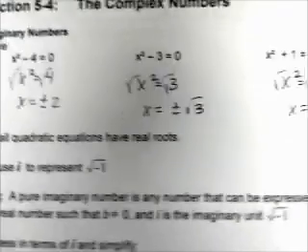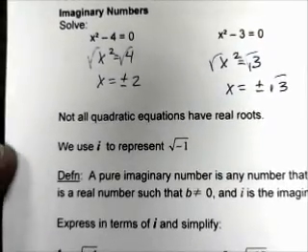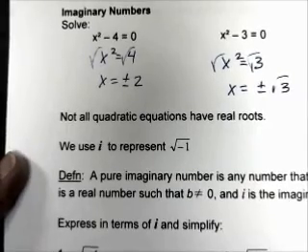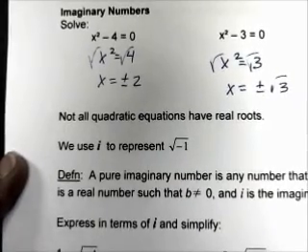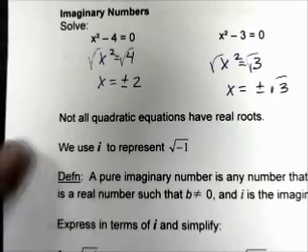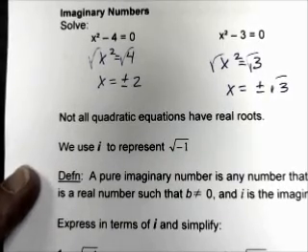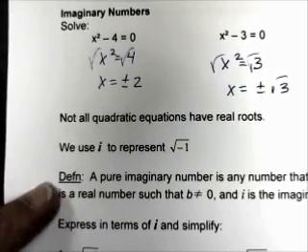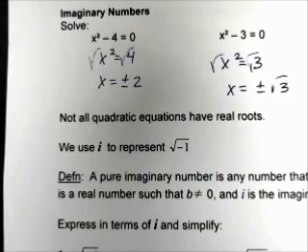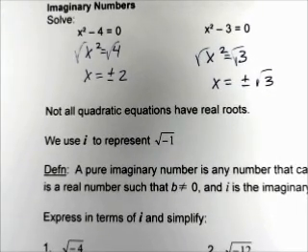Okay, so mathematicians didn't stop there. They let lowercase i represent the square root of negative 1. So we use lowercase i to represent the square root of negative 1. By definition, a pure imaginary number is any number that can be expressed in the form bi, where b is a real number, but b doesn't equal 0. And i is the imaginary unit, the square root of negative 1.